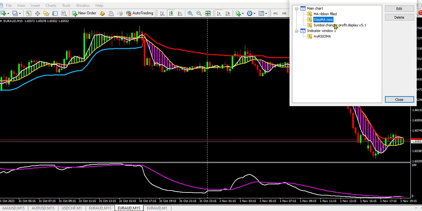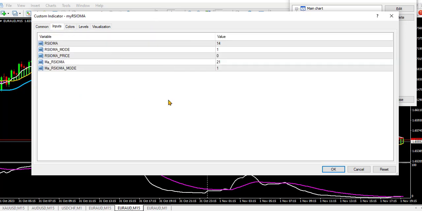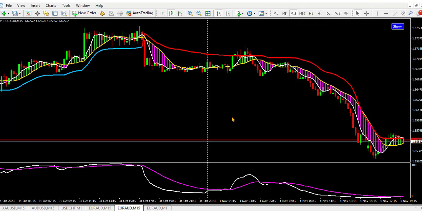Then we have the symbol changer, and the last indicator on the indicator window is my RSI OMA indicator, and these are the colors, and here are the values. You can pause it and set it up manually, or you use my template. So these are all the indicators I use for this particular strategy.